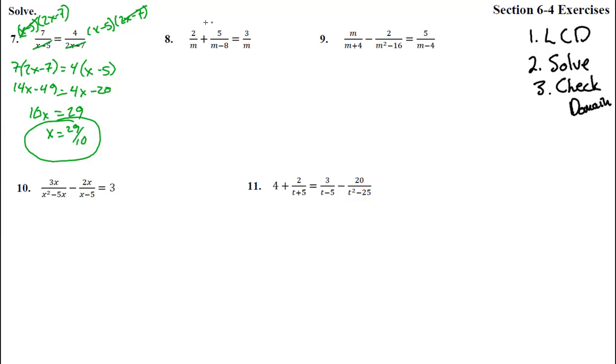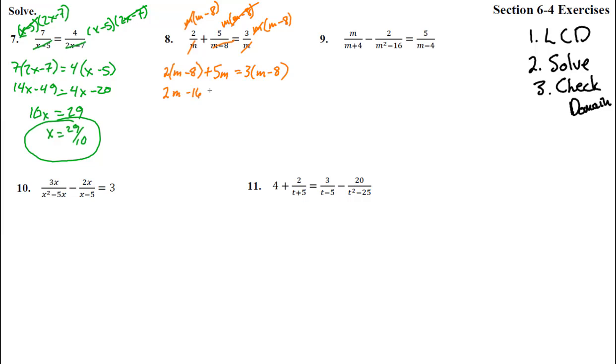Excellent. Number 8. Got to multiply through by the least common denominator. It has to have an m and an m minus 8 in it. So m minus 8, m minus 8, m minus 8. So we're going to multiply it through on this. The m's will cancel, and we're left with 2 parentheses, m minus 8. The m minus 8's cancel here, and we're left with a 5m. And then the m's cancel here, and we're left with 3 times m minus 8. Good. Hey, we know how to solve this.